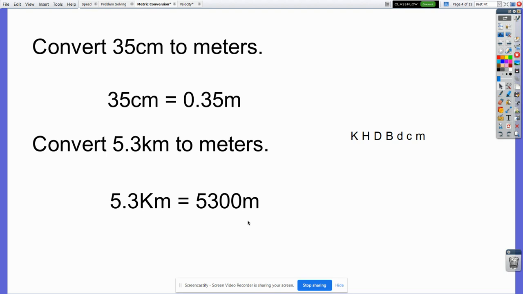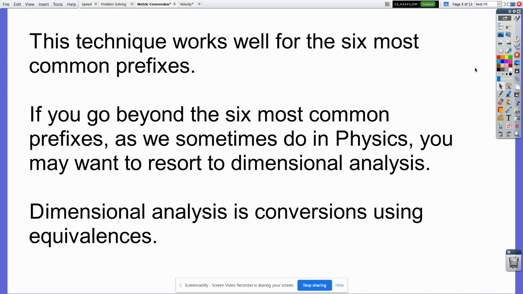So that's the simple way, the straightforward way of doing a metric conversion that doesn't involve anything more than moving the decimal point around. The only time that this is going to fail you is if you go beyond the 6 most commonly used prefixes. If you're staying within kilo to milli, you're fine. But there are some times in physics where we go beyond just those 6 basic prefixes.